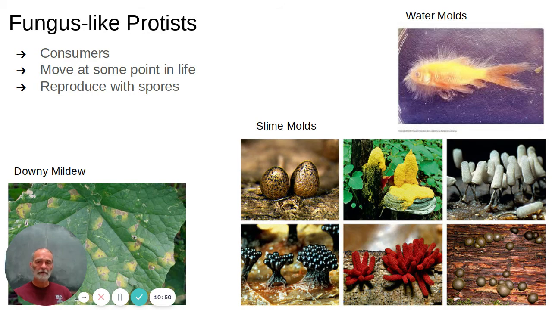The downy mildew, the slime molds, and the water molds are some examples of the fungus-like protists. They look like fungus, they act somewhat like fungus, but they're not fungus. They're protists that act like fungus.